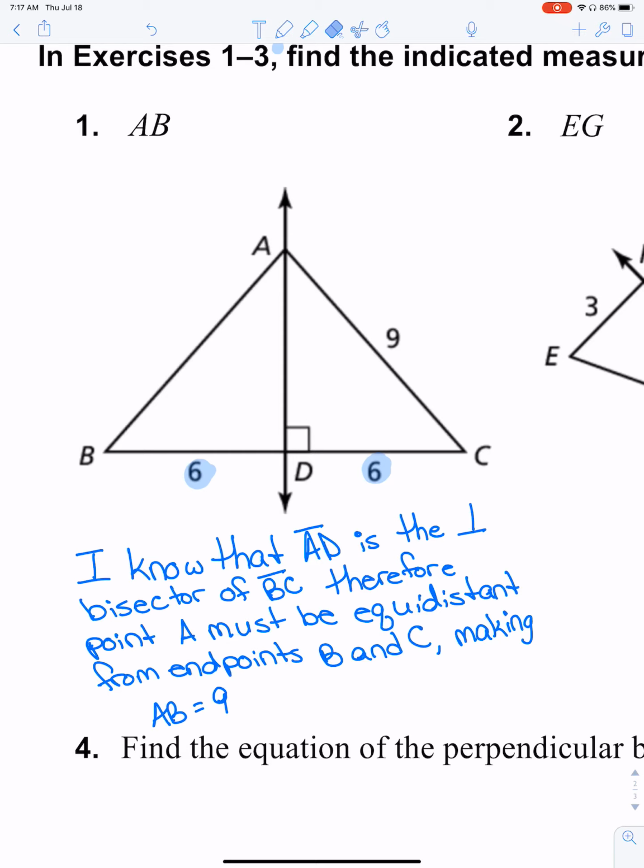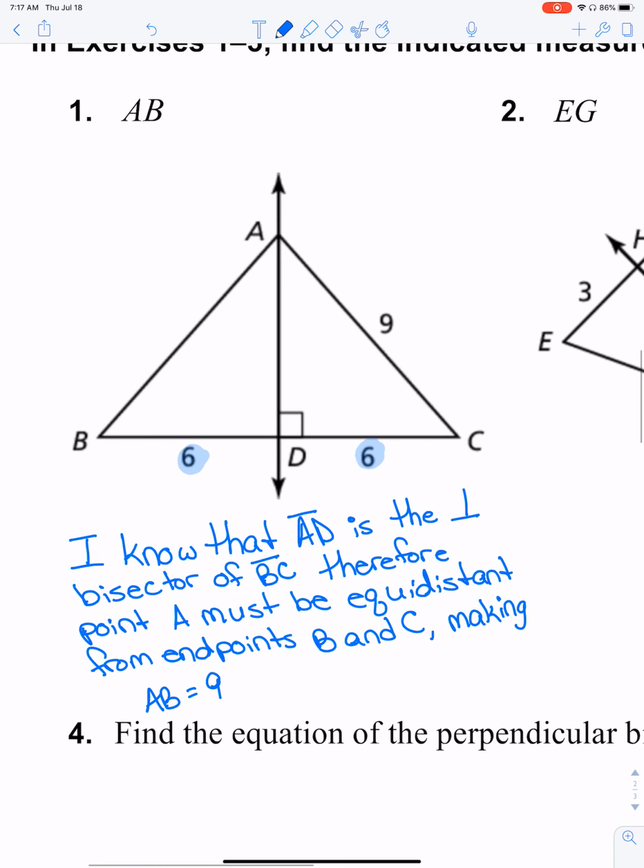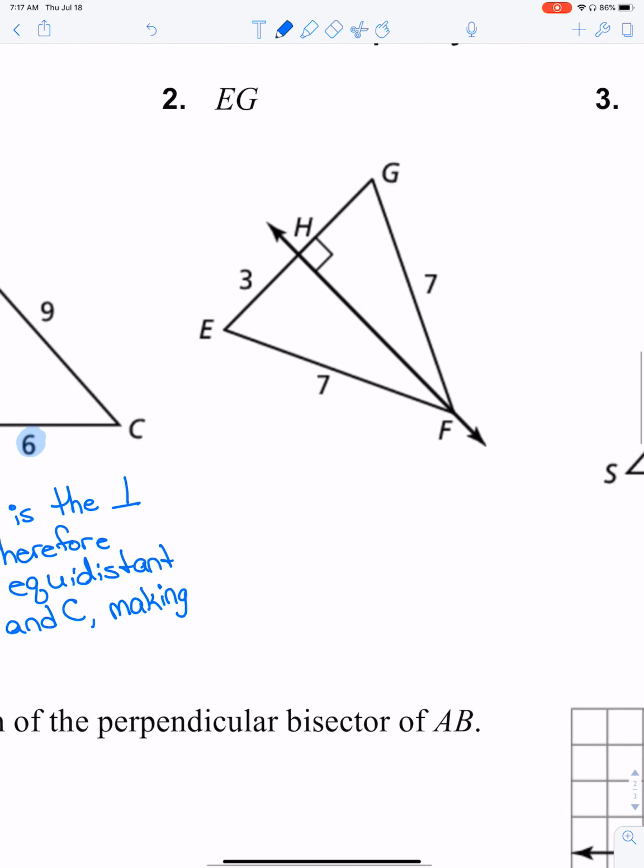So anyway, we proved that it was the perpendicular bisector. Therefore, any point on it must be equidistant from the endpoints. So this must be 9.